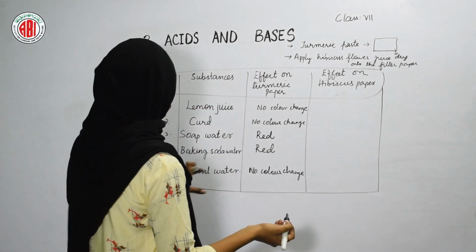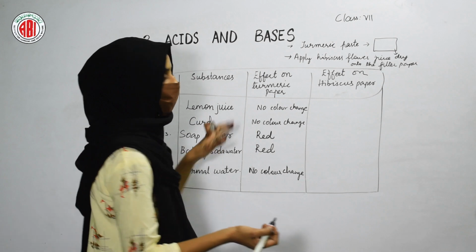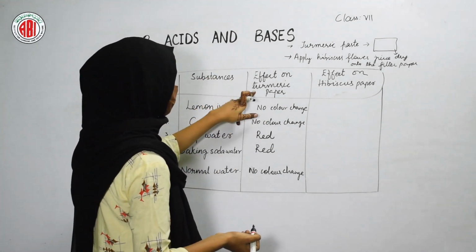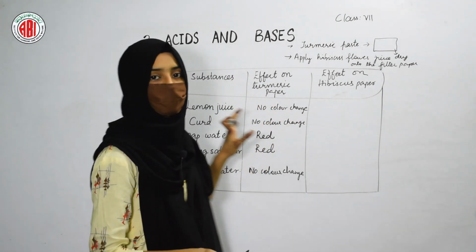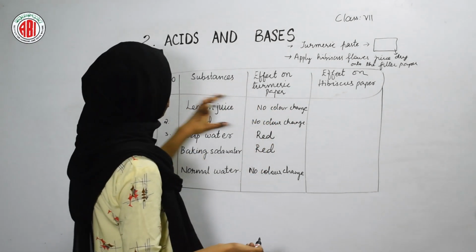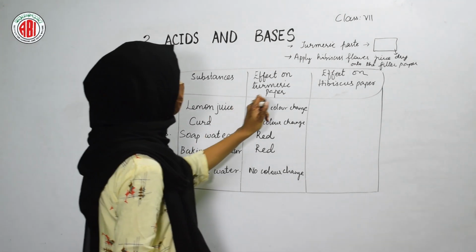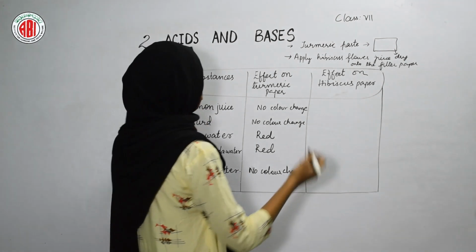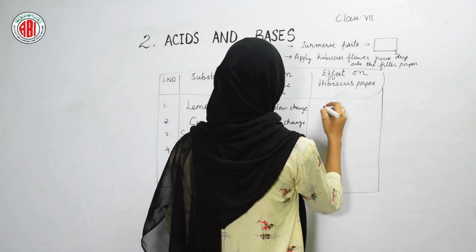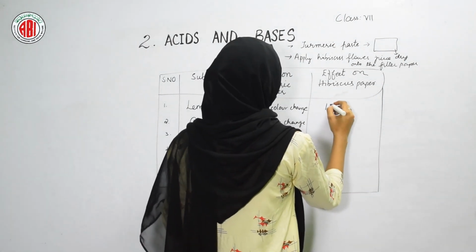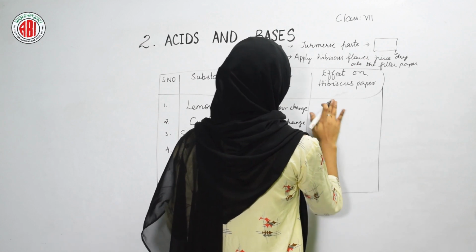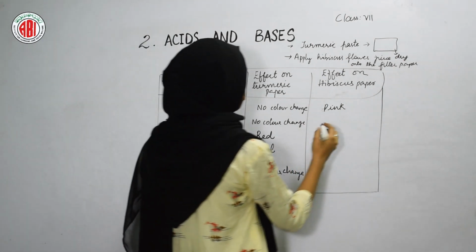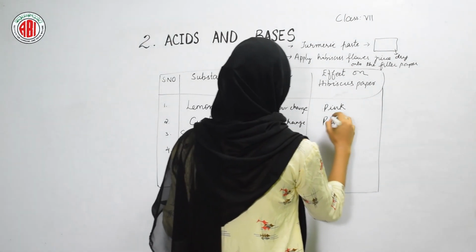The color doesn't change when we put the normal water onto this natural indicator that we made, and that is nothing but turmeric paper. Now let us see the action of other indicator onto these substances. So when we take the hibiscus paper and when we pour lemon juice onto this paper, then the yellow color changes into pink one. The color turns pink. Similarly, in case of curd also it turns pink.